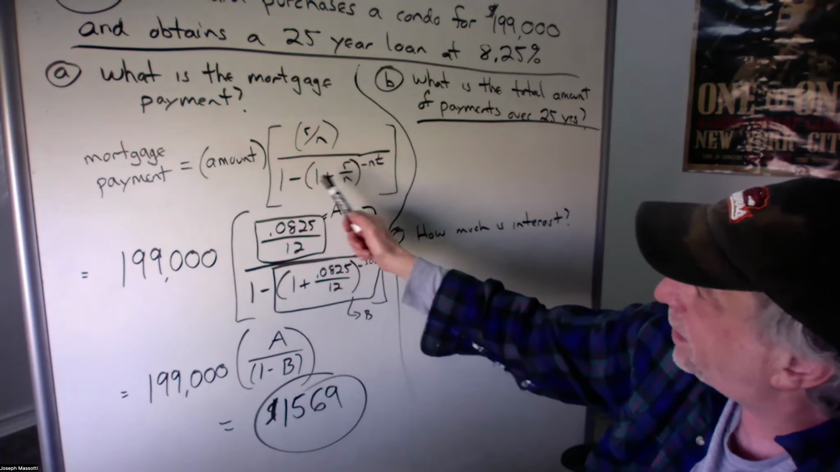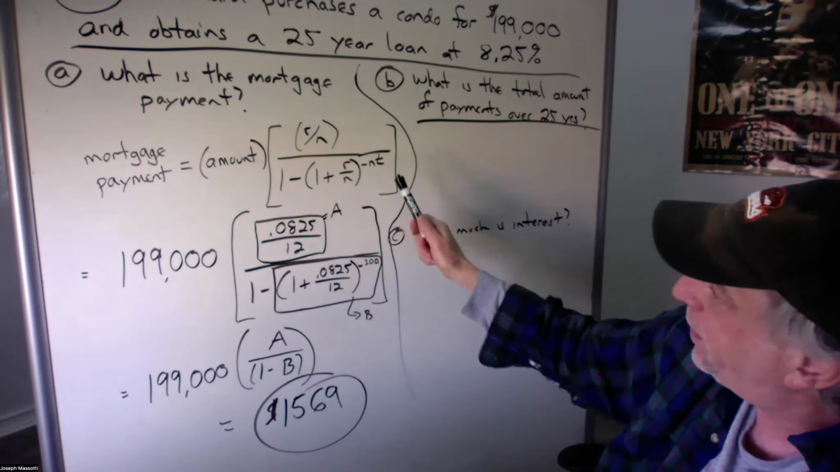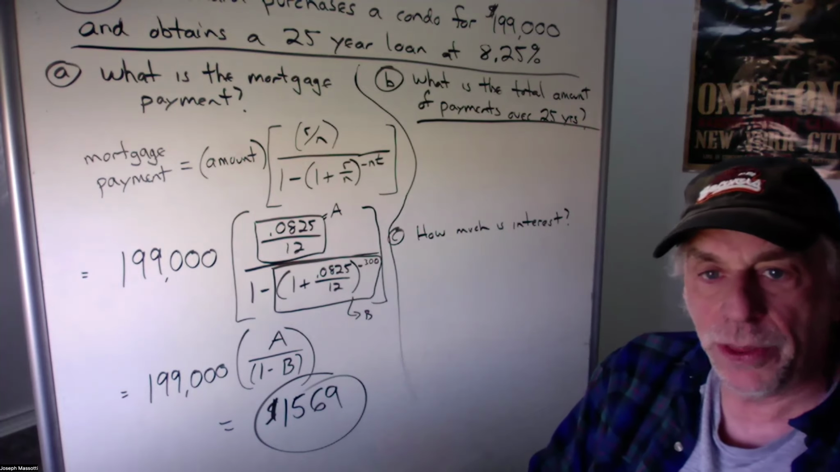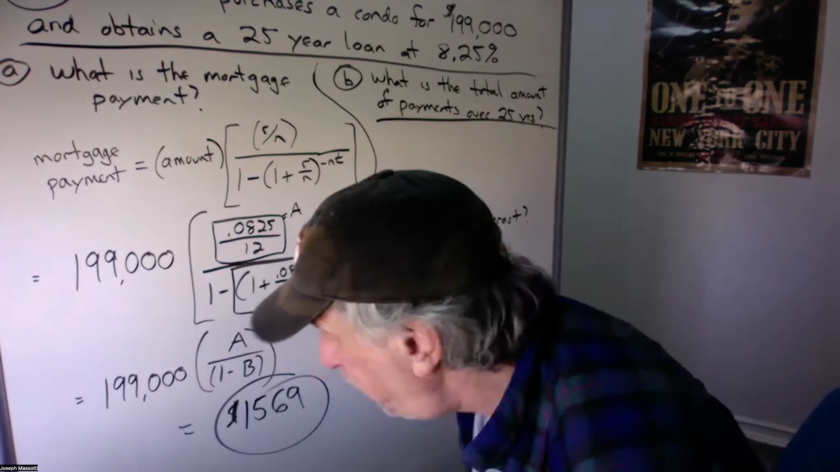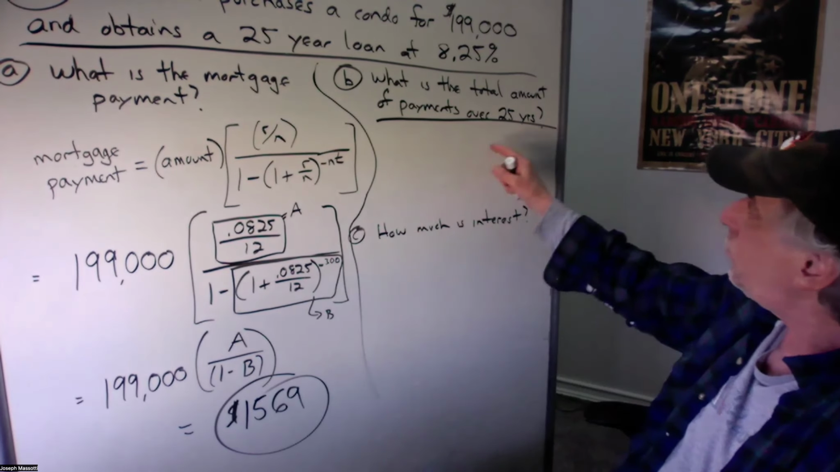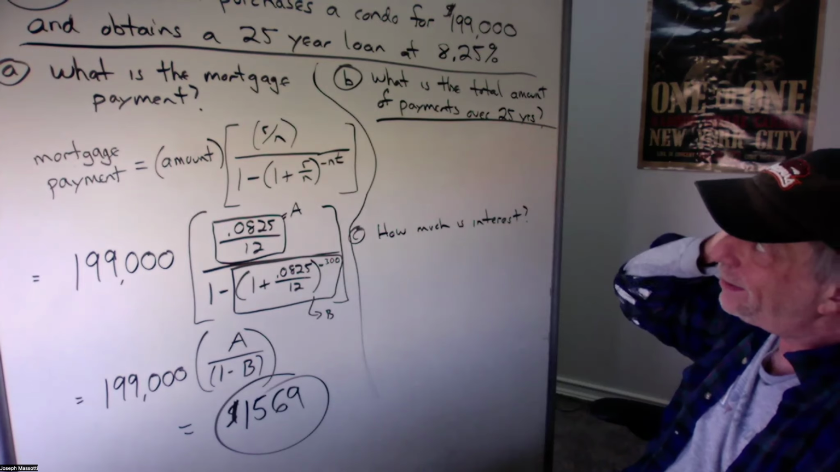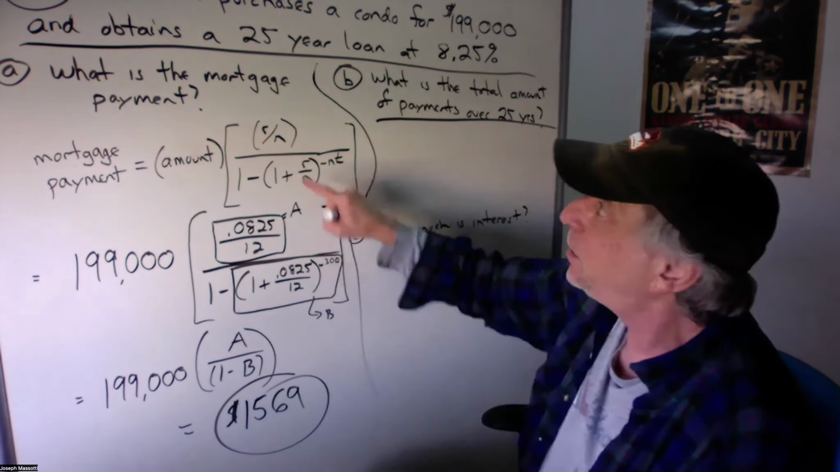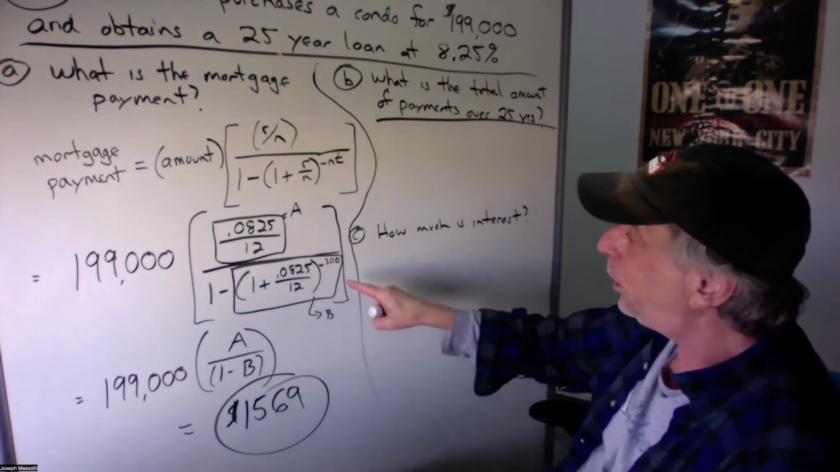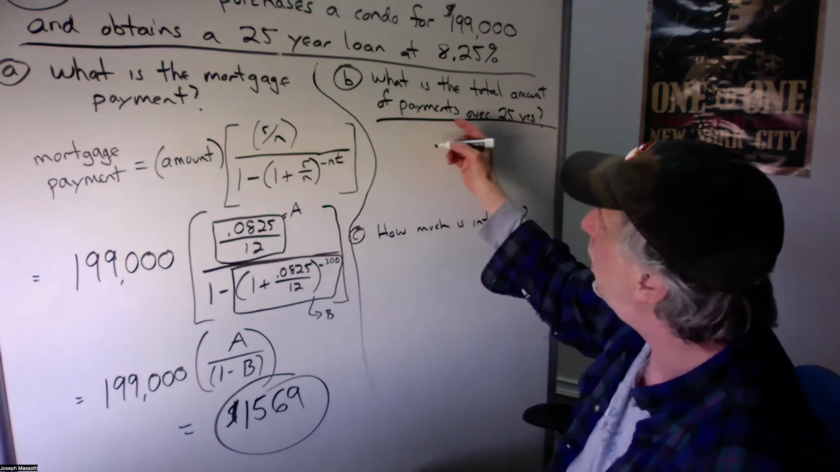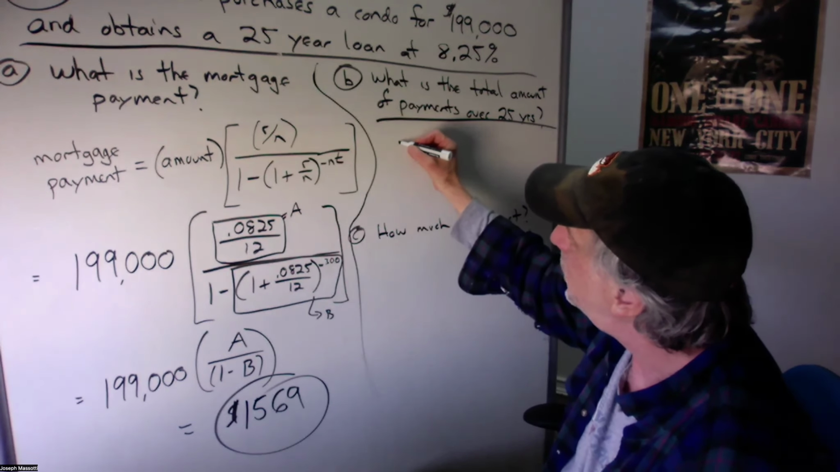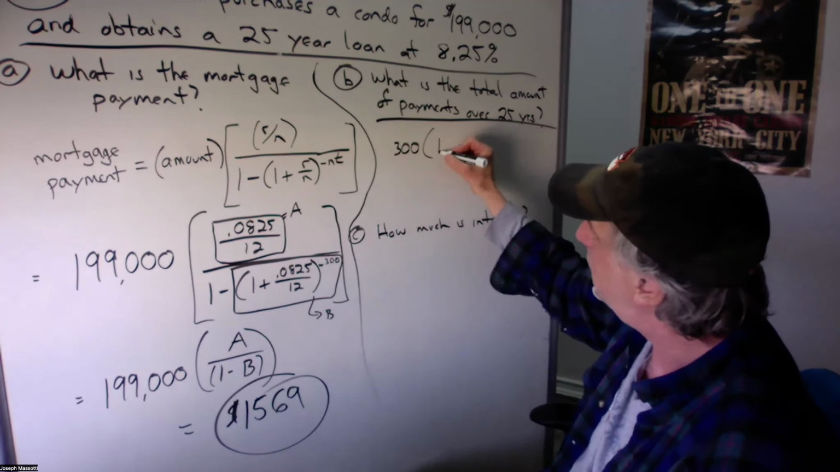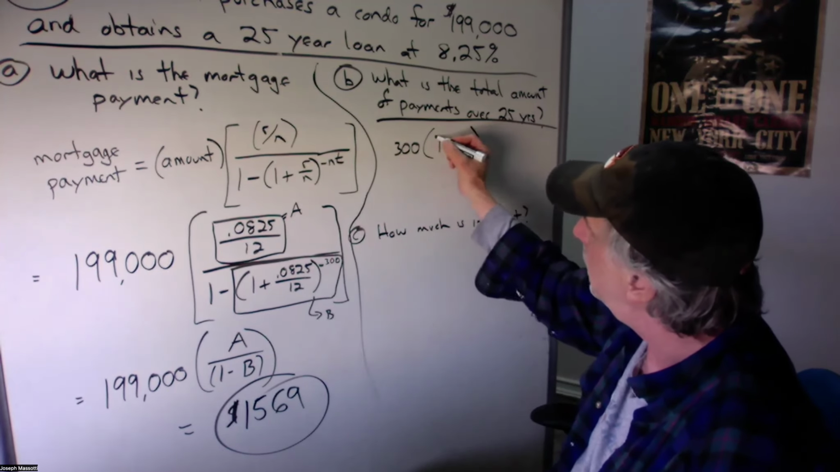All right, so that is how we calculate the monthly payment, right? Using our monthly payment formula, that's the mortgage payment. We plug the values in, we carefully calculate those numbers and come up with our monthly payment. So now the question is, how much do we end up paying after 25 years? Well, that 300 is the number of payments, right? 25 years, 12 months in a year, 300 payments. So the total amount of payments is going to be 300 payments of $1,569.